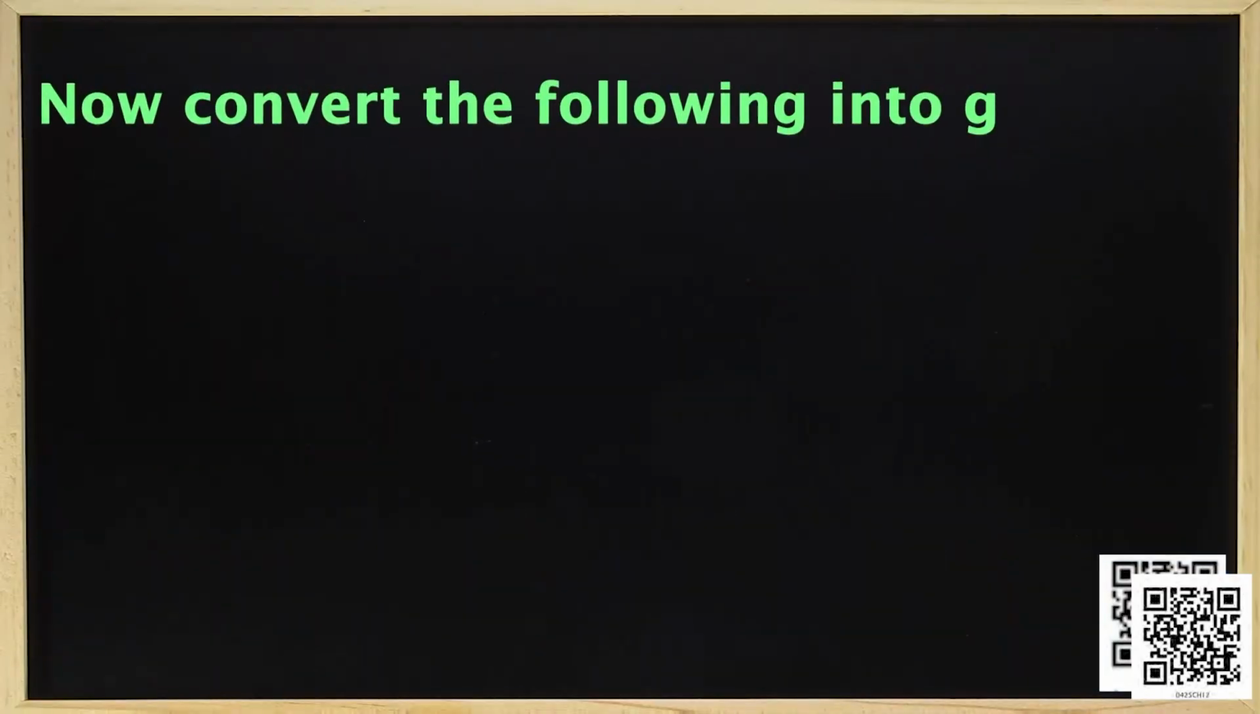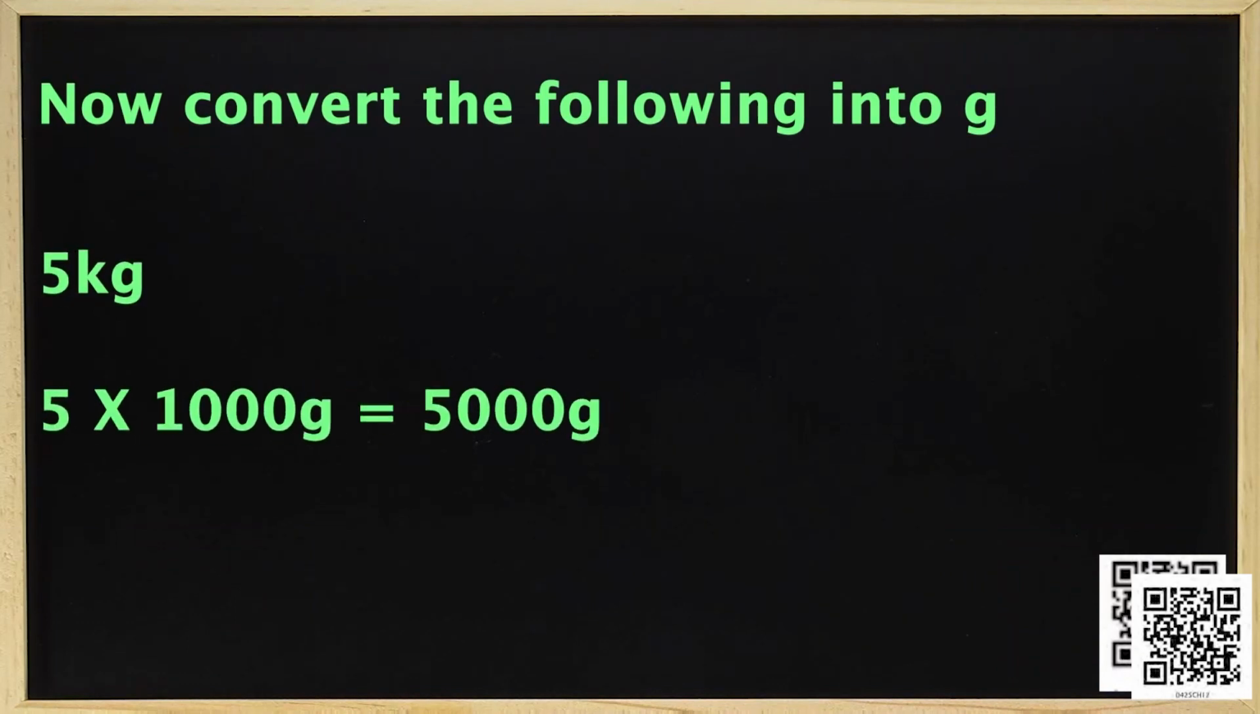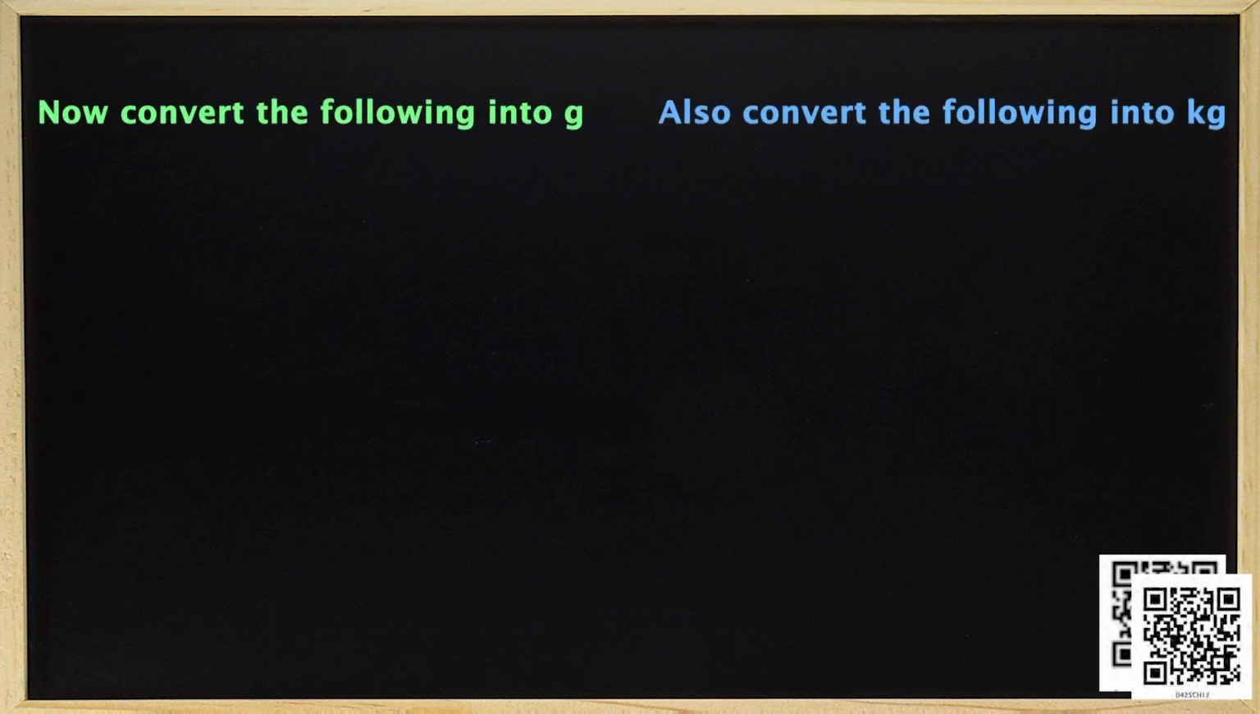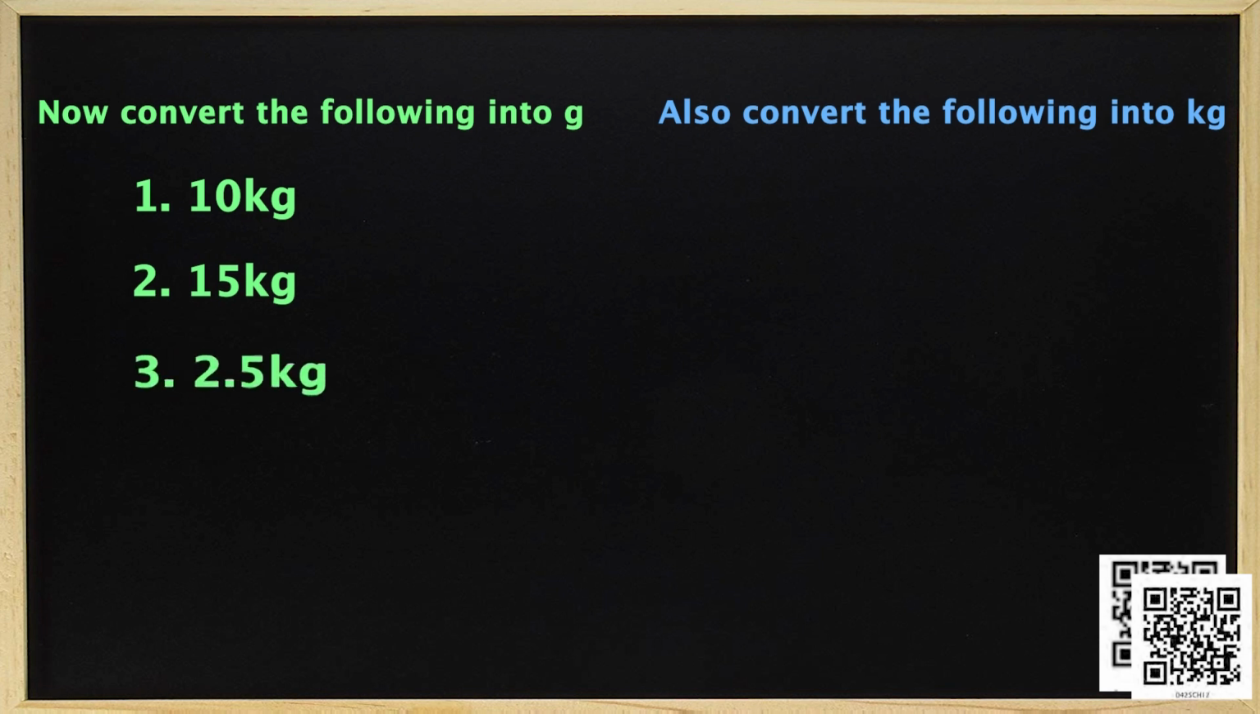Dear students, now you know that 1 kilogram is equal to 1000 gram. So, now you try to convert different weights from kilogram to gram and gram to kilogram. Let us do that. Convert the following into gram. 5 kilogram can be written as 5 into 1000 gram, that is equal to 5000 gram. Similarly, you try to convert other weights into gram like 10 kilogram, 15 kilogram, 2.5 kilogram, 1.25 kilogram.